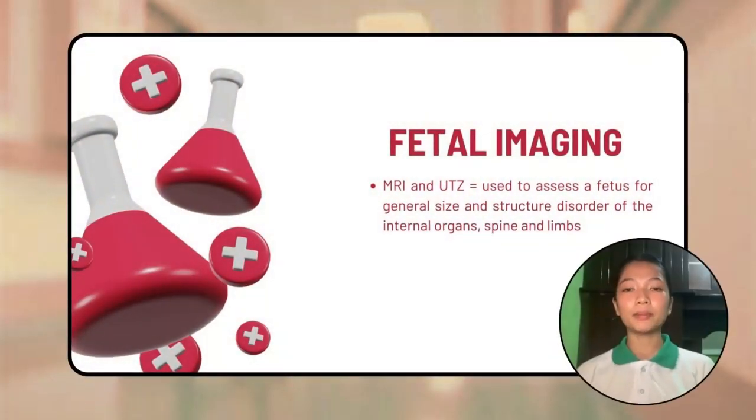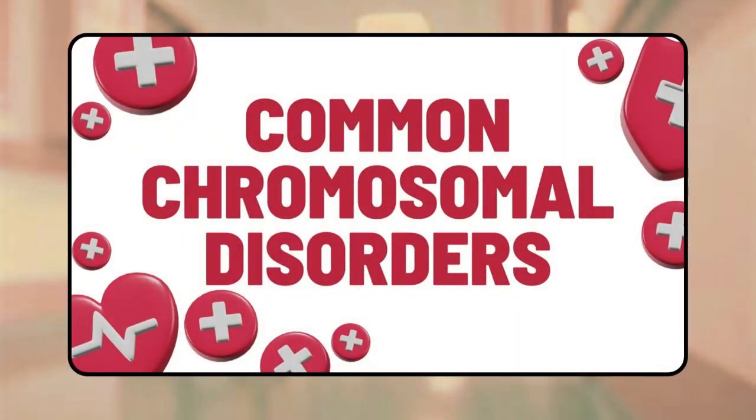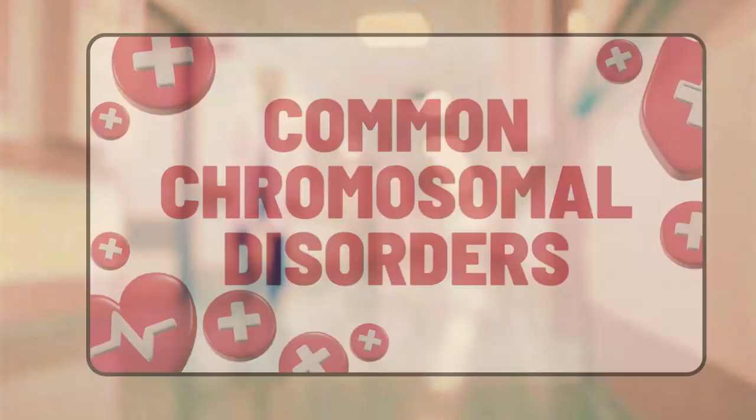The last one is fetal imaging. We have MRI and ultrasound. So this is used to assess the size of the fetus, and they can also determine if the baby has a structural disorder as well as problems pertaining to internal organs, the spine and limbs. Now let's discuss the common chromosomal disorders.